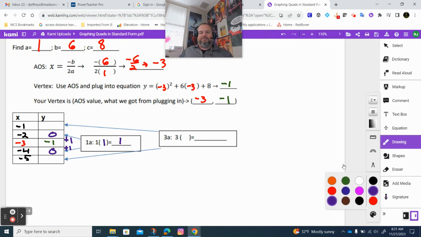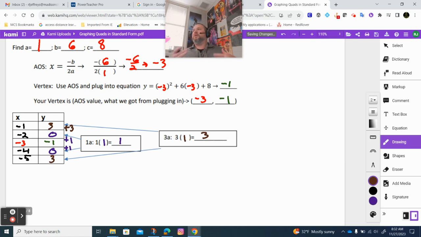Now, right here, our A is still 1. So what's 3 times 1? 3. All right. So now we add 3 to this y value right here. So what is 0 plus 3? 3. Now, if we actually were graphing on a piece of paper, we now have all of our points to graph.